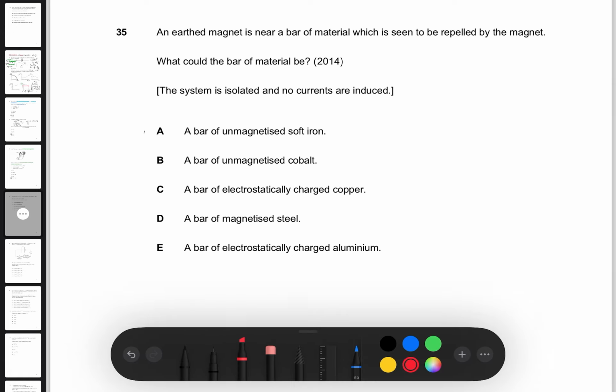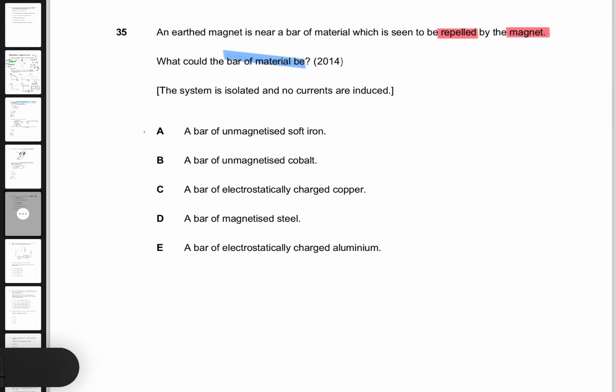35 says a magnet is near a bar of material which is seen to be repelled by the magnet. Which could the bar of material be? Now, guys, a lot of people get confused on this question, but you just have to see whether something is magnetized or unmagnetized here. It says a bar of unmagnetized soft iron. Could that be attracting or repelling our magnet? Yes, but it's unmagnetized, so no in this scenario.